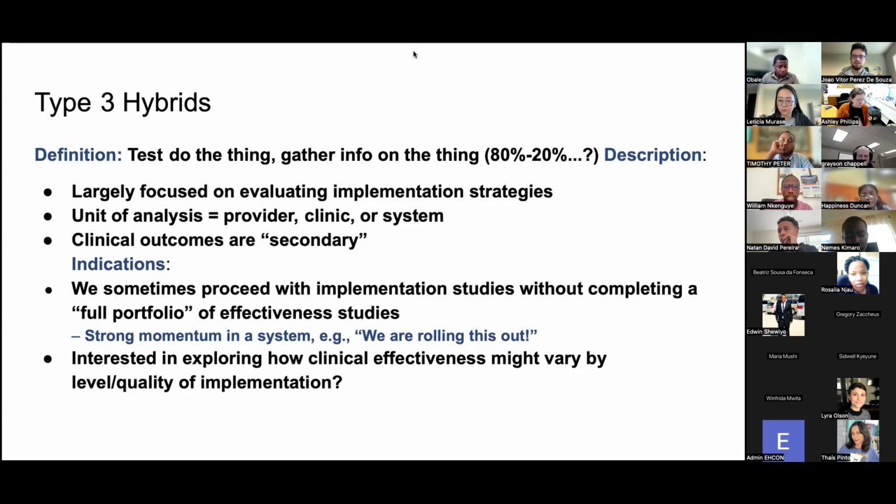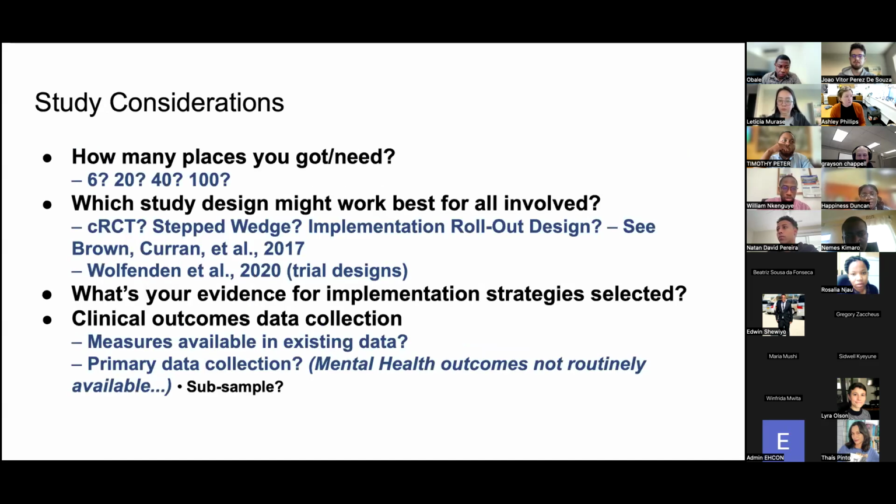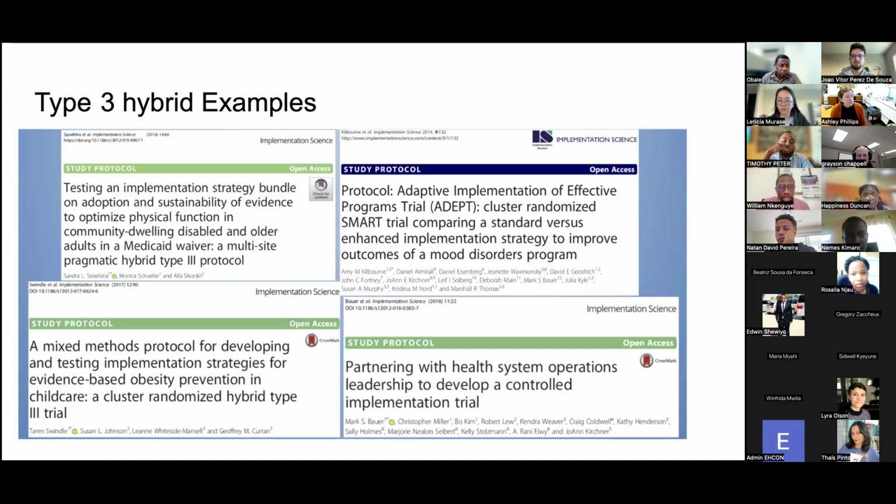effectiveness part. So the indication for when to do type 3 hybrids is to proceed with implementation studies without completing a full portfolio of effectiveness studies. So we just want to focus on the implementation strategies, and we are mainly interested in exploring how clinical effectiveness might vary by level or quantity of implementation. So these are some of the considerations that we can go through. And these are examples of type 3 hybrid designs put together from sources, and they are available. You can Google them and see.